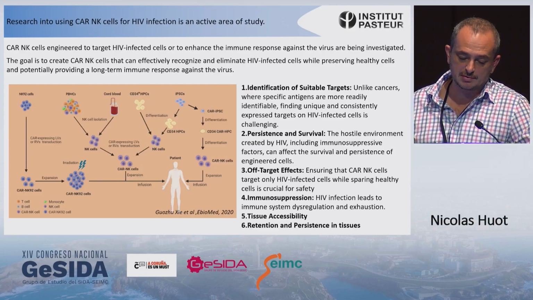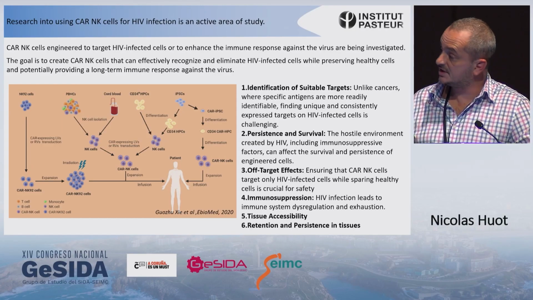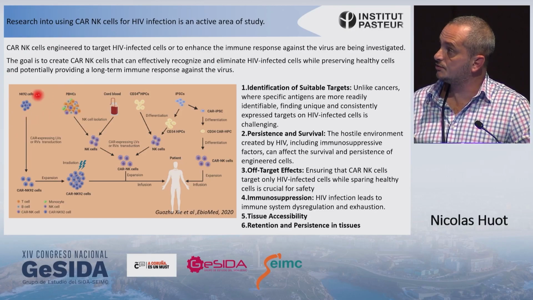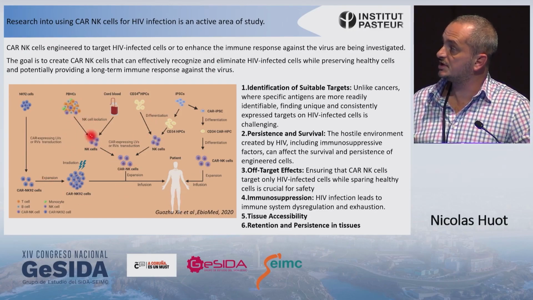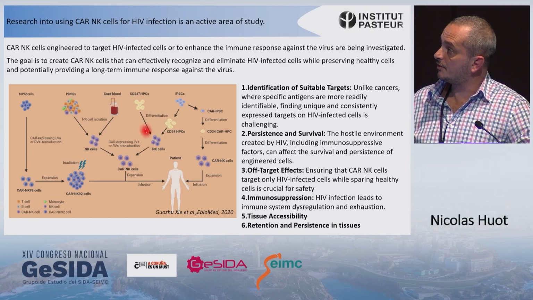So just a few words on CAR NK cells. They are engineered to target HIV-infected cells and to enhance the immune response. There are many ways to generate CAR NK cells. You can use NK92 cell lines, which have been shown to be safe for individuals, but you can also isolate fully mature NK cells from PBMC and manipulate them genetically to express a CAR receptor. You can also differentiate NK cells from precursors.